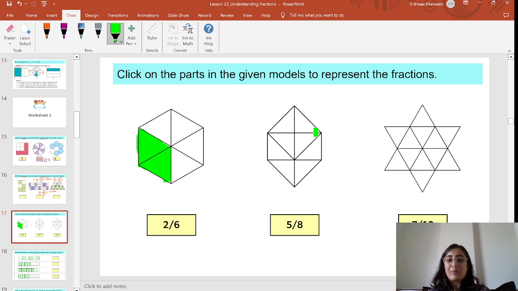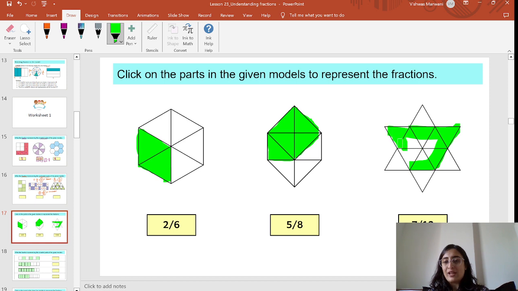Similarly, if I have to represent 5 by 8, I will shade 5 parts, right? Which would make this image 5 by 8. So now here 5 by 8 of the image is shaded. Similarly, here we can shade 7 parts and represent 7 by 8. Okay. So basically we will shade just the center portion. See, center portion is 7 parts, right?